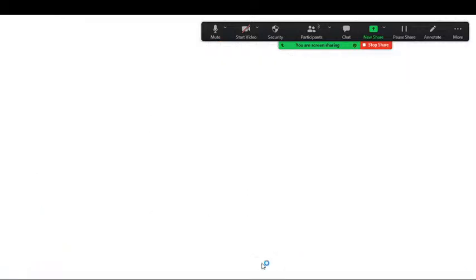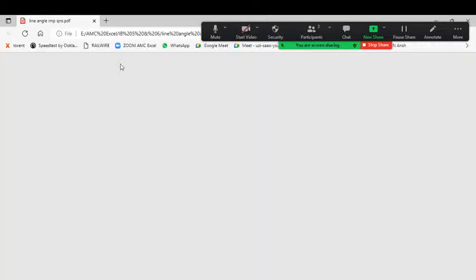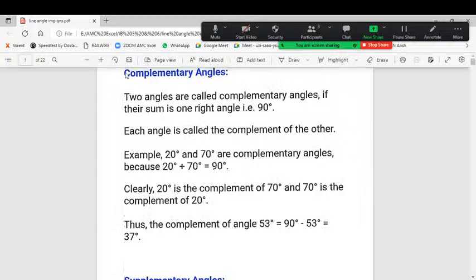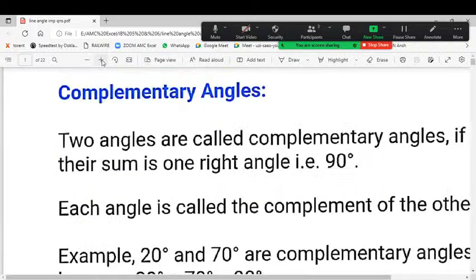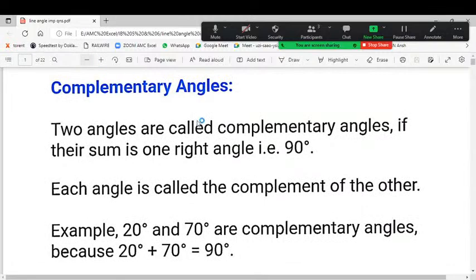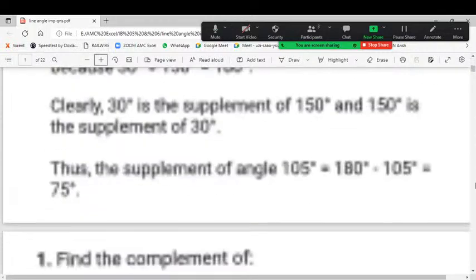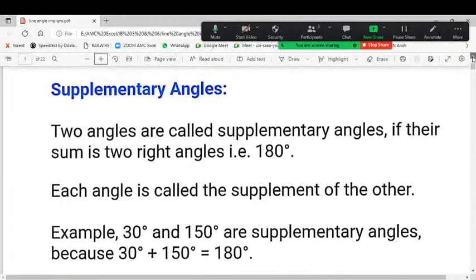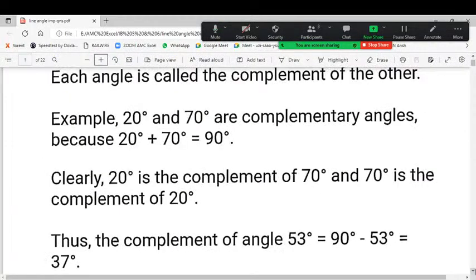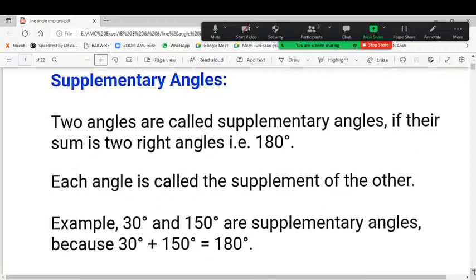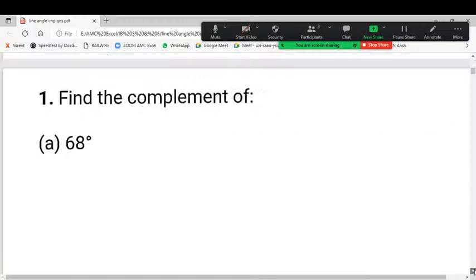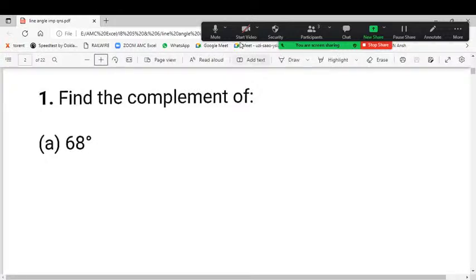Okay, I'm sharing the next question in front of you now, and I think you can observe this here. Now just solve this. I want the complement of one more angle, and that is, see here, B part, 68 degree. First I'm just solving this for you, and you figure out whether you have done it correctly or not.